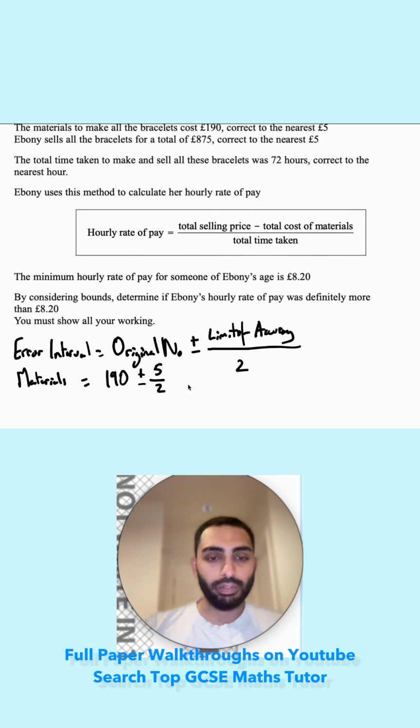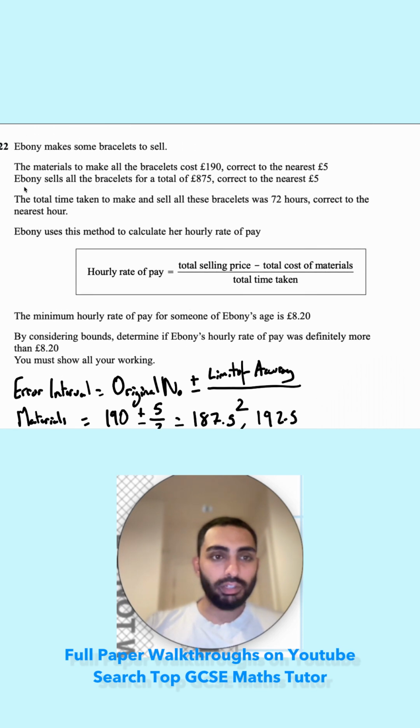5 divided by 2 is 2.5. So for the lower bound, 190 take away 2.5 will be 187.5. And for the upper bound, it's going to be 190 plus 2.5, which would be 192.5. That's that one done. Ebony sells all the bracelets for a total of £875, correct to the nearest £5.